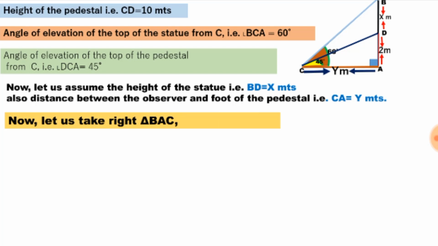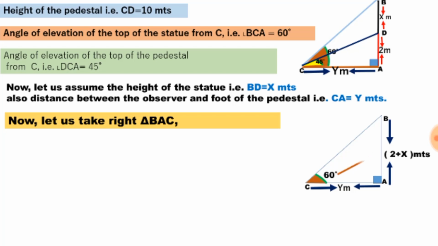Now let us take right triangle BAC. If we observe right triangle BAC, in this we have the given angle 60 degrees. For this given angle 60 degrees, we have the opposite side, that is AB, equals 2 plus x meters, and the adjacent side, that is CA, equals y meters. So here, for the given angle 60 degrees, we have the opposite side and the adjacent side. So let us establish a relationship between these two sides.